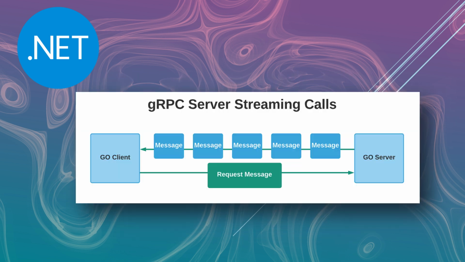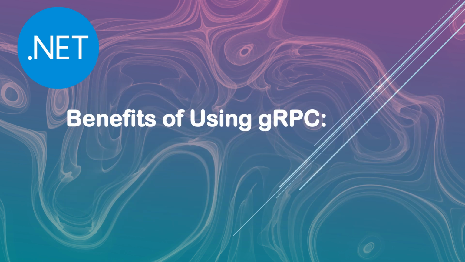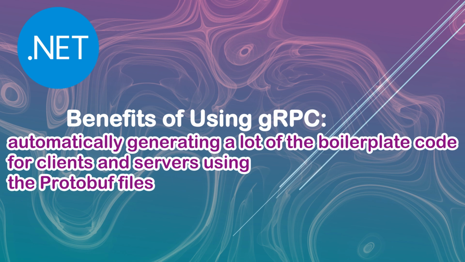Plus, it's multi-language friendly, meaning it works great in systems with a mix of languages like C#, Java, Python, or Go. One of the coolest features is real-time streaming. Unlike REST, which is all about request response, gRPC supports two-way communication, so both the client and server can send and receive data in real time. Think chat apps, live monitoring, or even financial trading. And this is where gRPC really shines. And here's the cherry on top. gRPC makes your life easier by automatically generating a lot of the boilerplate code for clients and servers using the protobuf files. That means less manual coding, fewer errors, and faster development.